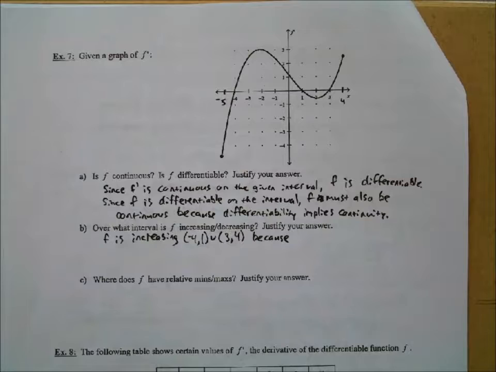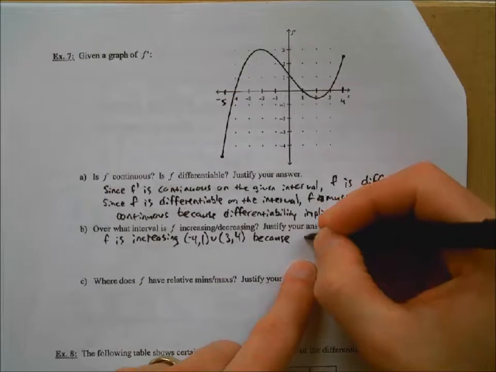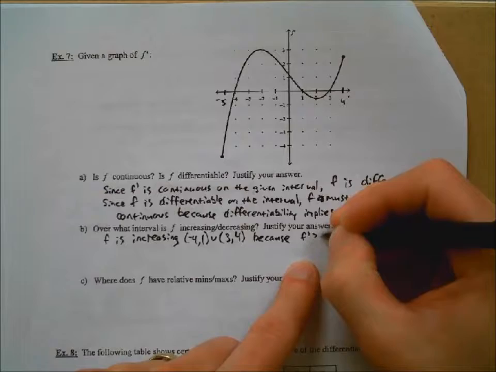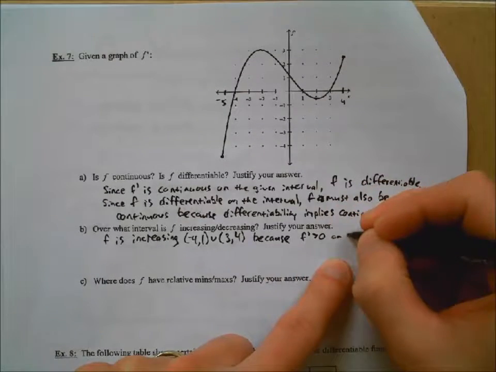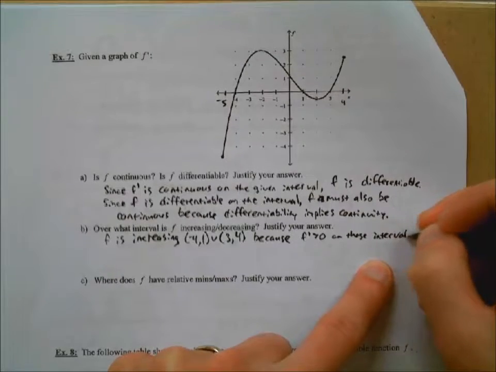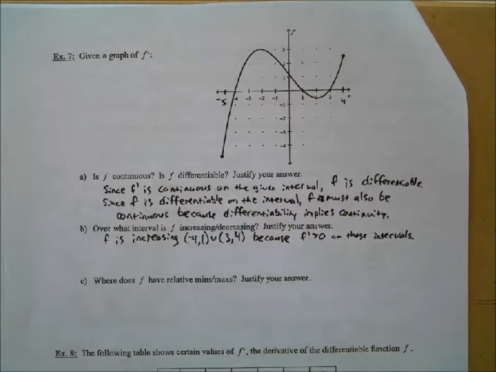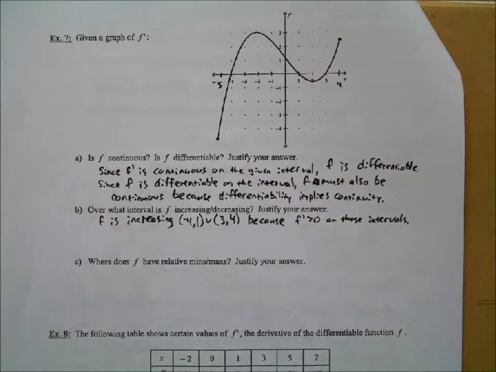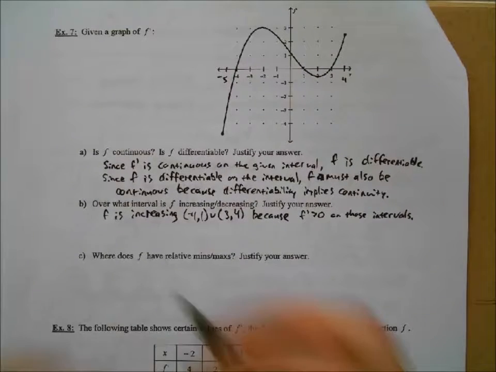because, how do we know that was true? What were we looking for? F prime is greater than 0 on those intervals. That's all you have to say to justify it, because f prime is greater than 0 on those intervals. You can say, oh, because the graph of f prime is above the x-axis on those intervals. Some other equivalent statement is fine.